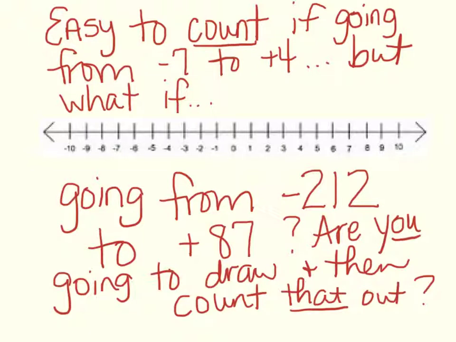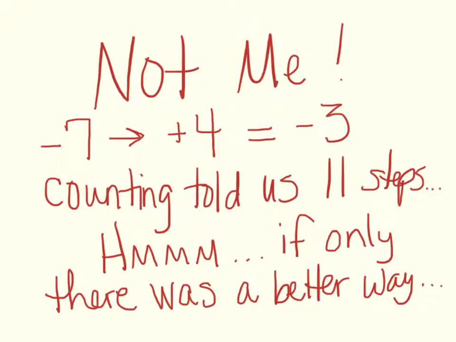But is it going to be easy to count? Right now it's easy to count if you're going from -7 to just +4. But what if you're given numbers like going from -212 to +87? Are you seriously going to draw and then count that out? Not me. I know when I create the equation -7 plus +4, I get the answer of -3, and I know that counting told us there was 11 steps. We need to find a better way.